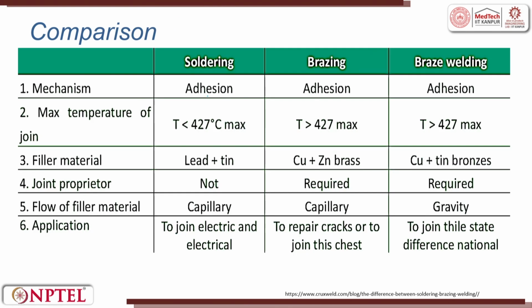So the mechanism, all three are adhesion. The temperature, you can see what the difference is. The filler material will be lead and tin for soldering, copper and zinc for brazing, and for welding copper, tin, bronze you can use. The joint properties are given here.